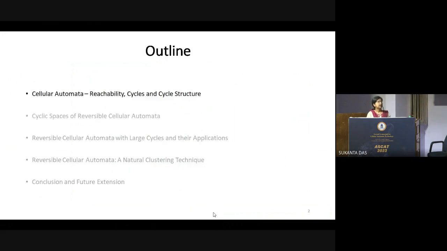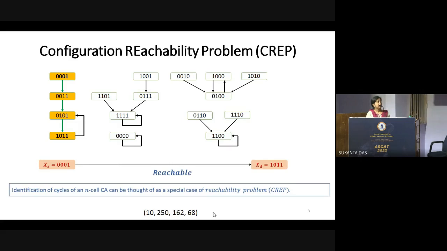First, we focus on the cycle structure computation of cellular automata. Now, what is cycle structure? Cycle structure of a CA determines the number of cycles along with their lengths. Here, we started the work with the problem statement of the configuration reachability problem, which is also called CRAPE, where for a given CA, the source configuration, let's consider in this example 0001, and the destination configuration 1011 are given. So, CRAPE determines whether there exists any path from source to destination.